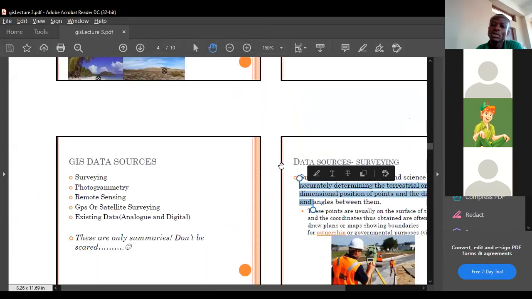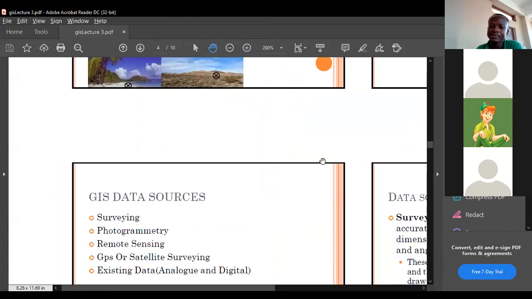The Z is the height. Someone was talking about height. The Z is the height.